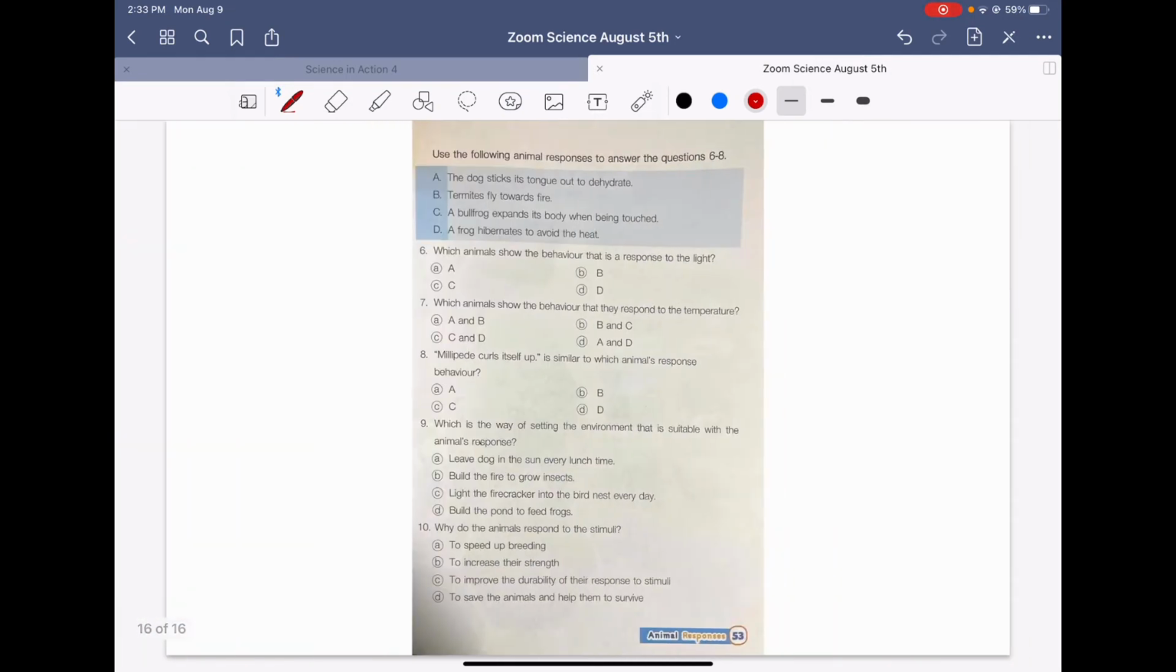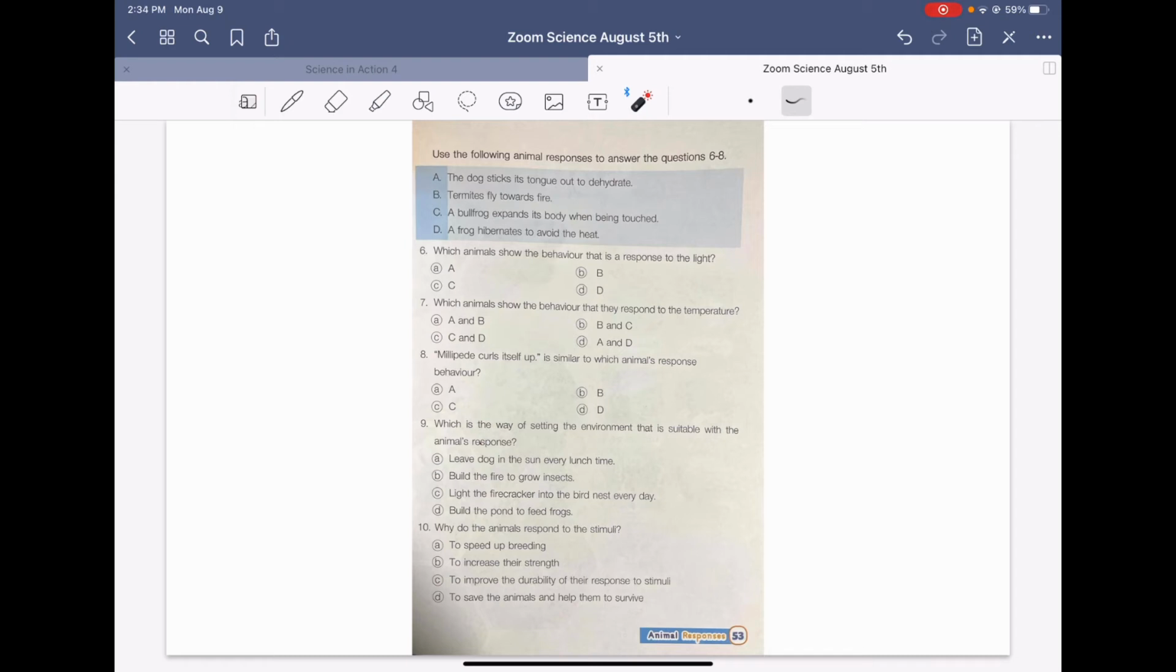All right. Use the following animal responses to answer questions 6 to 8. A. The dog sticks its tongue out to dehydrate. B. Termites fly towards fire. C. A bullfrog expands its body when being touched. D. A frog hibernates to avoid the heat. So, those are our 4 choices.